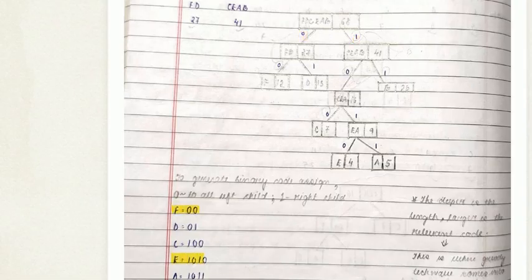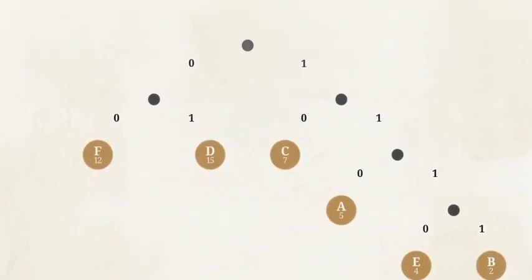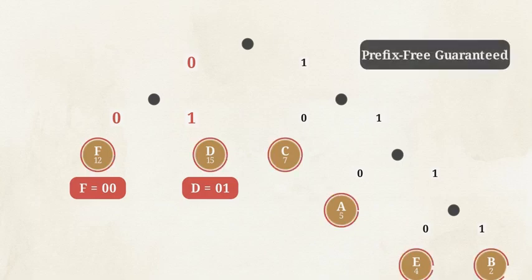Character F becomes 0, 0. Character E becomes 1, 0, 1, 0. Because we greedily merged the smallest components first, the most frequent characters naturally land closer to the top, securing the shortest possible binary codes and ensuring no code is a prefix of another.